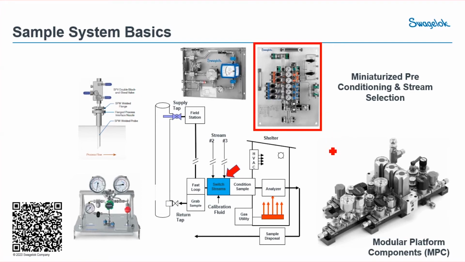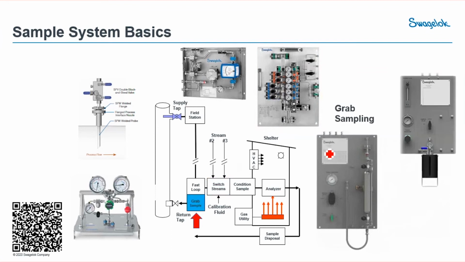And then we arrive at the topic of the day. Today, we'll be talking a little bit about grab sampling. So grab sampling typically sits at the end of the fast loop, as near as possible to the analyzer, so that you can do your correlation checking between the results that you get.